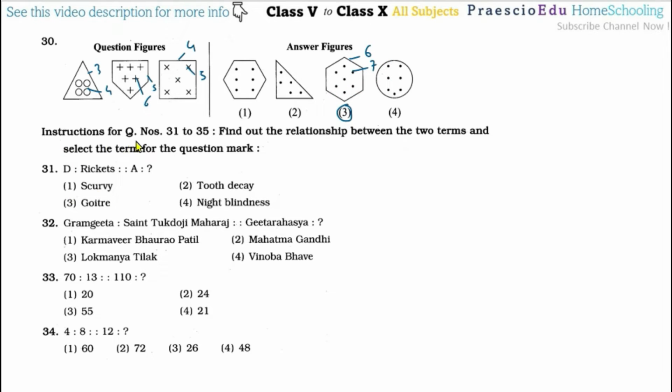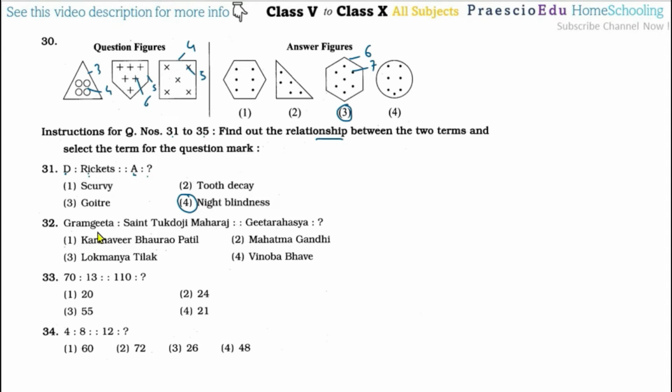Then the instructions for questions 31 to 35: find out the relationship between the two terms and select the term for the question mark. D and Rickets, then A and what? Here D and A are vitamins, and Rickets is a disease. Due to this vitamin deficiency, this type of disease can form. So with the deficiency of A, night blindness can happen, which means option number 4 is the correct one.